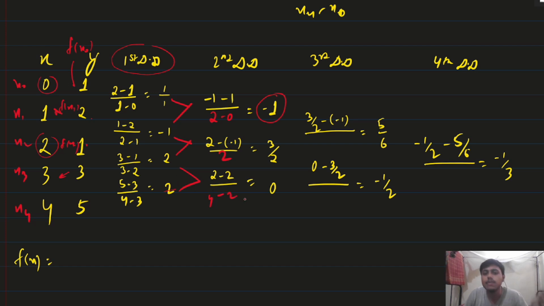So 2 minus 2 divided by 4 minus 2. Understood? So the values are these: 3 by 2 and 0. I already found this out for the quick video, otherwise it would be very lengthy. How to find the third divided difference?